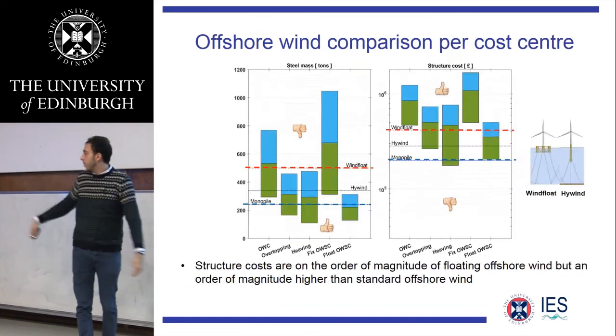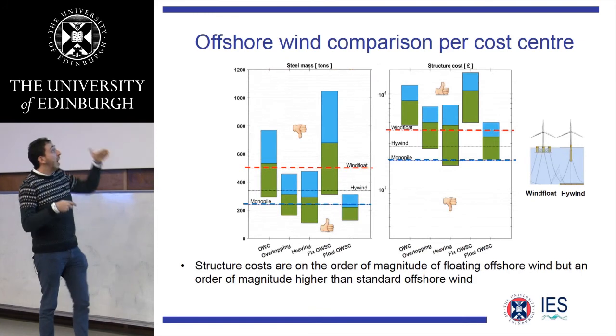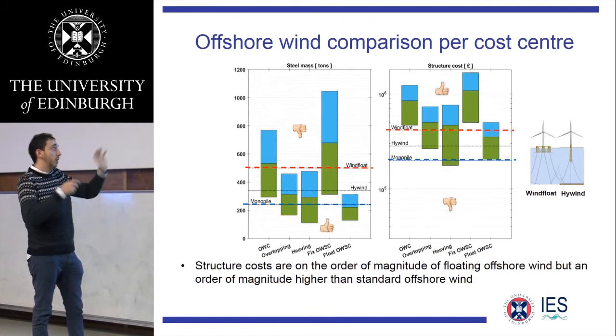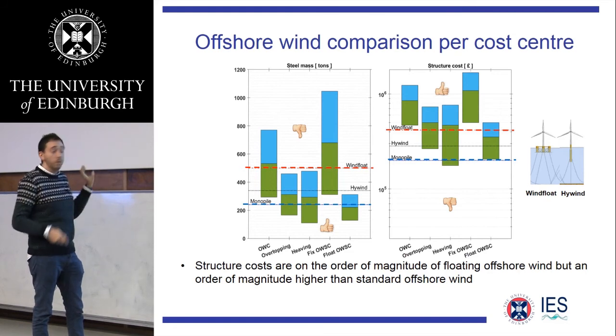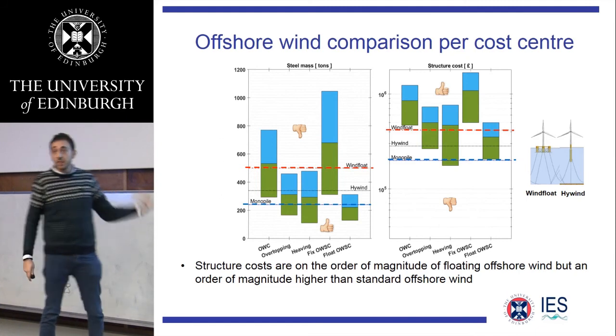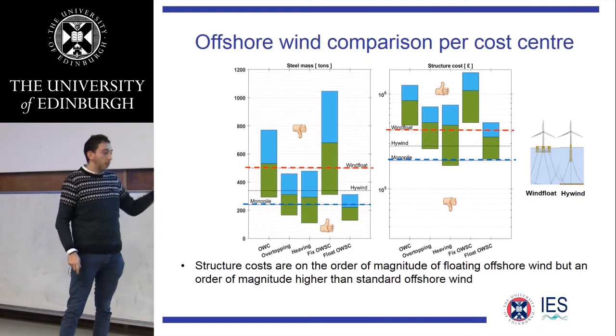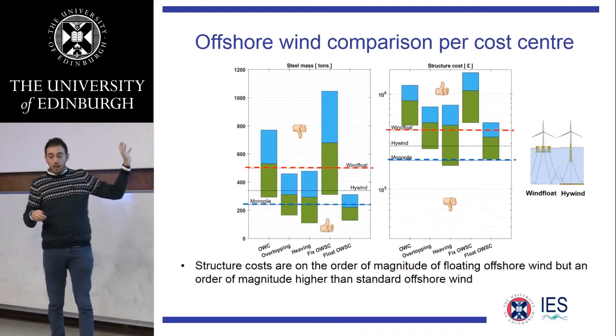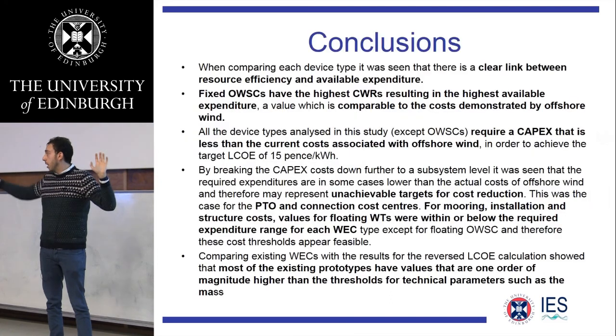And if we compare that with the structure and the mass, we can see that most of the converters are within the same order of magnitude of floating offshore wind, but they are one order of magnitude higher than standard offshore wind. So what we wanted to do with this is to see which cost reductions are achievable and which not.